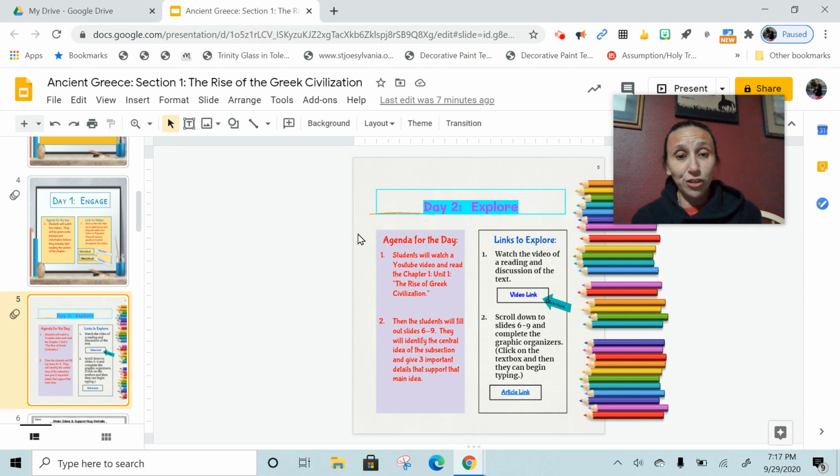So here's our agenda for today. Number 1, students will watch a YouTube video and read chapter 1, unit 1, the rise of Greek civilization. So we're getting into the meat. We're going to find out about ancient Greece, now that we've learned vocabulary and geography and peninsulas, and we know that there's mountains and we know what the climate's like. So, number 2, the students will fill out slides 6 through 9. They will identify the central idea of the subsection and give 3 important details that support the main idea.